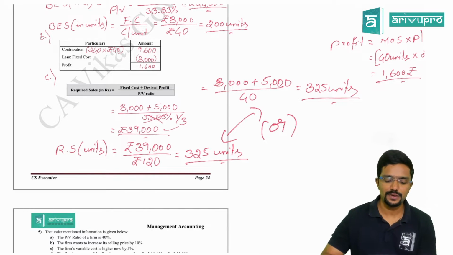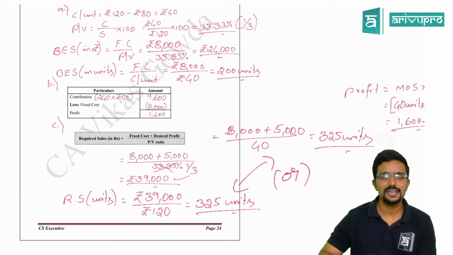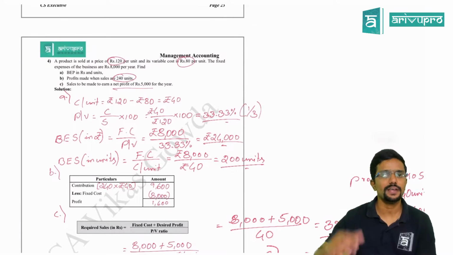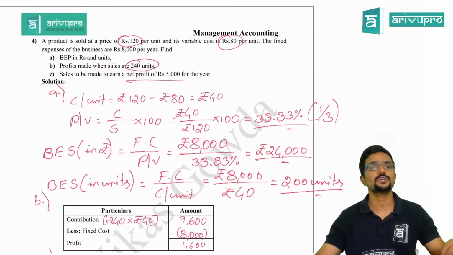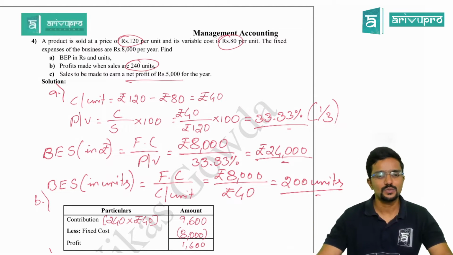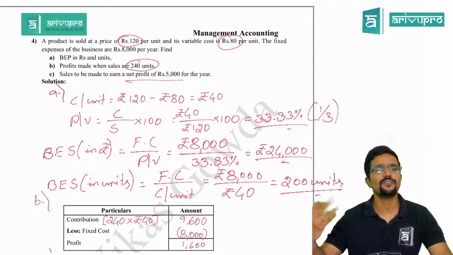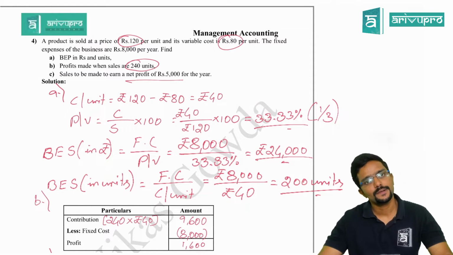So in this question we have done, including this required sales in units and all, like 4 or 5 calculations. So it is like 4 or 5 different questions for you in the exams. In the same question, I have actually covered 4 or 5 calculations. Fine.